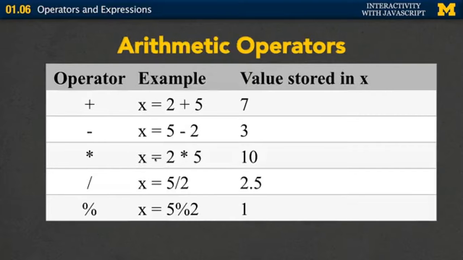We also have arithmetic operators. So most of these are very straightforward. You've probably seen plus, minus. This is multiply. And then we also have divide. And these are the straightforward math that you learned hopefully in somewhere around 3rd or 4th grade at the latest. So 2 plus 5 is 7, 5 minus 2 is 3, 2 times 5 is 10, 5 divided by 2 is 2.5. But this last one, the modulus operator, is something you may not have seen before.